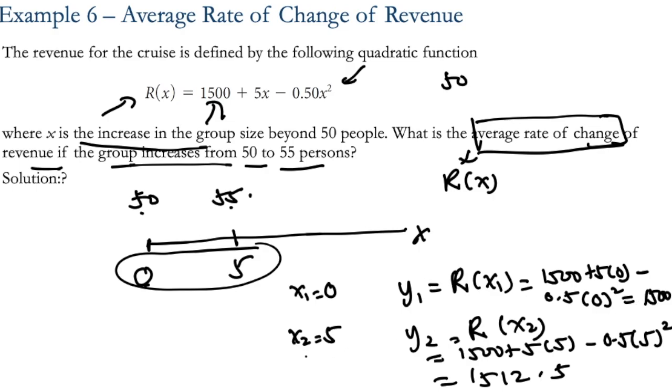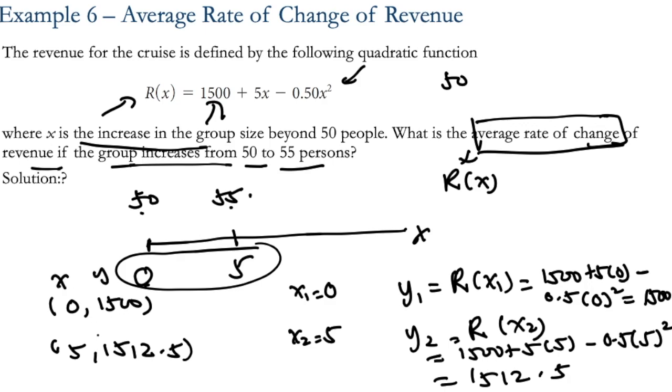For the second x here, you have 1,512.5. So here we have two coordinates. Coordinate number 1: 0, 1,500. Coordinate number 2: 0, sorry, not 0, 5 is actually 5. Okay? 5, 1,512.5. So you have 2 points. So this is x, this is your y.